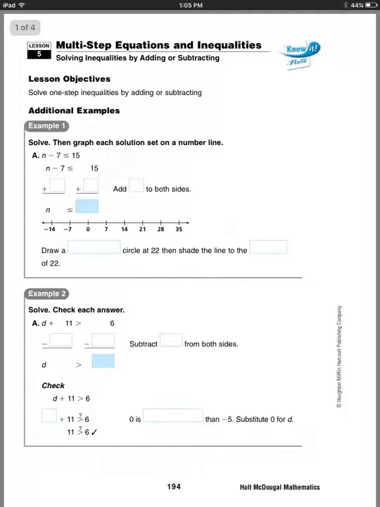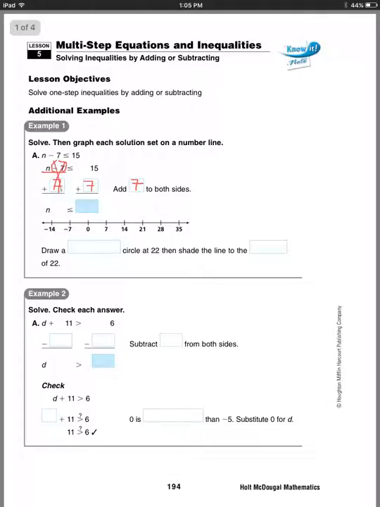Okay, today we're going to solve one-step inequalities by adding or subtracting. You follow the same exact rules as if these were equations, okay? So we look at the side with the variable, and we look at the constant. 7 is the constant, and it's being subtracted. So we do the opposite, and we add 7 to both sides.